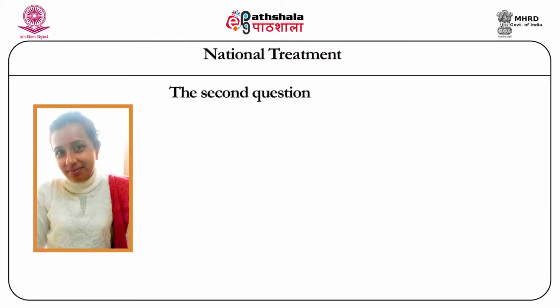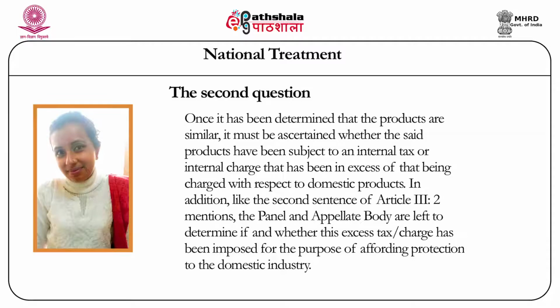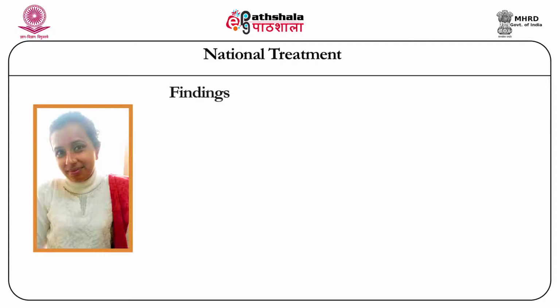The second question: once it has been determined that the products are similar, it must be ascertained whether the said products have been subject to an internal tax or internal charge that has been in excess of that being charged with respect to domestic products. In addition, like the second sentence of Article 3(2) mentioned, the panel and the appellate body are left to determine if and whether this excess tax or charge has been imposed for the purpose of affording protection to the domestic industry.